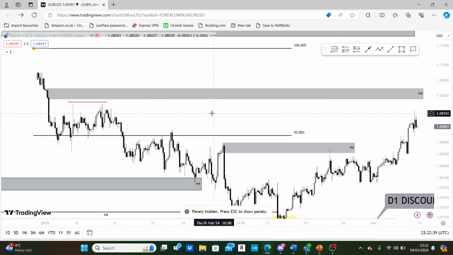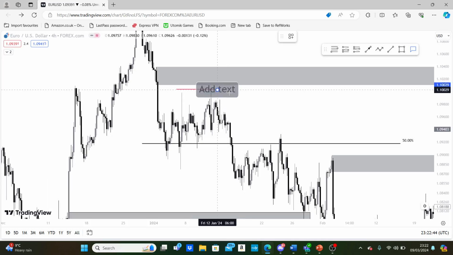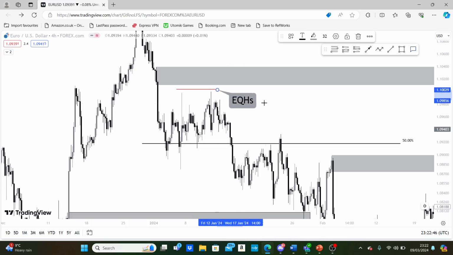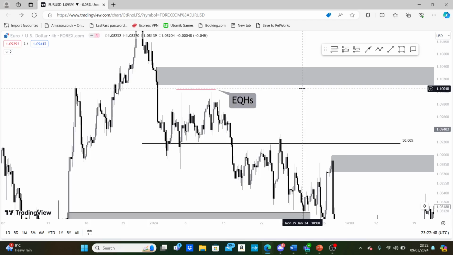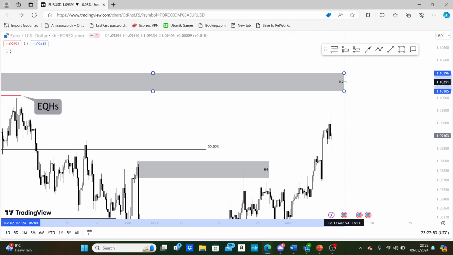we have a H4 POI over here and we have inducement over here, right? So we have equal highs over here, equal highs over here at the price point 1.1005, and we have a fair value gap over here on the 4-hour to target.